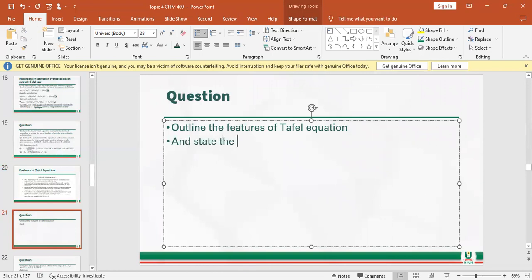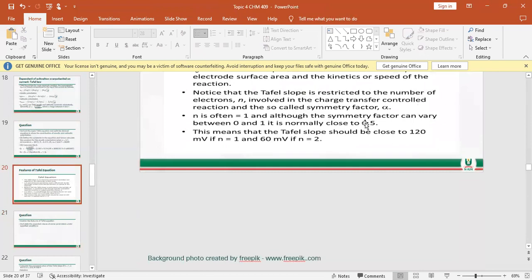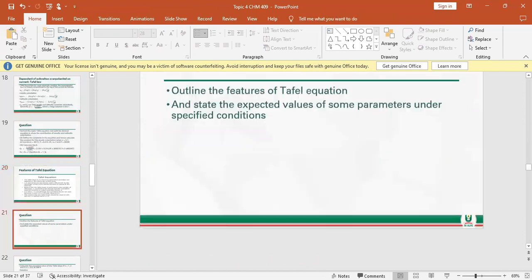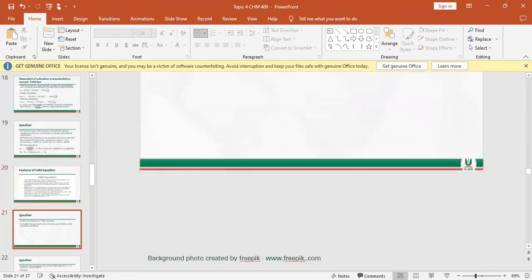State the expected value from parameters that specify conditions. You can see the parameters here. I've stated them here: alpha, and perhaps the Tafel slope. Under what condition would the Tafel slope be 120 millivolts, when N is equal to 1, and the Tafel slope will be 60 millivolts if N is equal to 2.